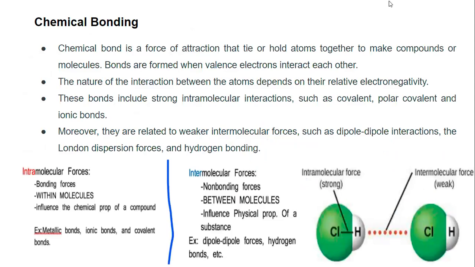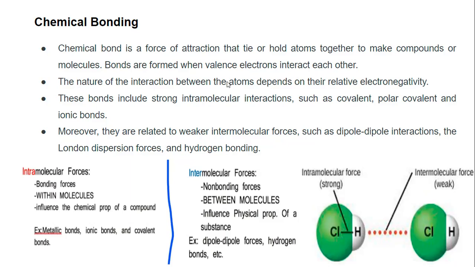Next is bonding, or the types of bonding. What is meant by bonding? You have chemical bonding. A chemical bond is a force of attraction that holds atoms together to make compounds or molecules. Bonds are formed when valence electrons interact with each other.